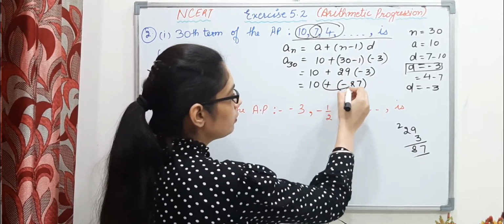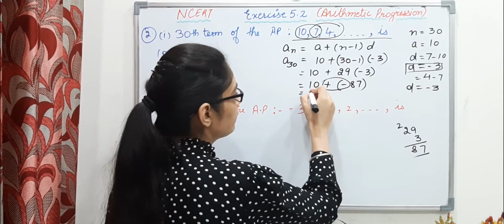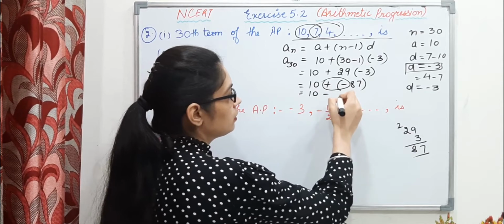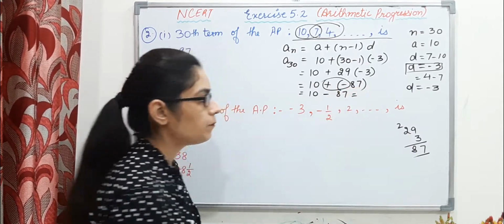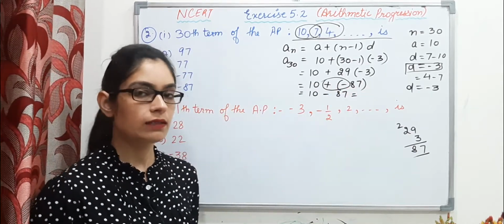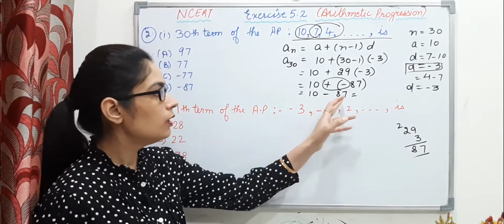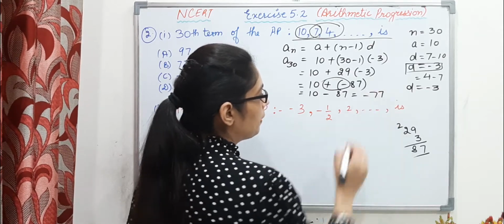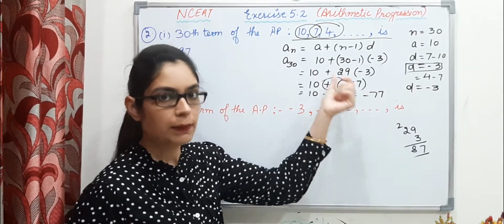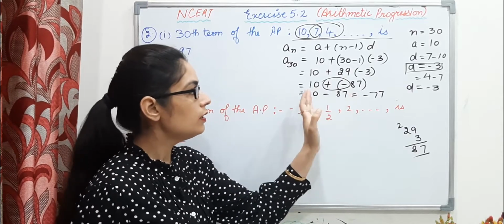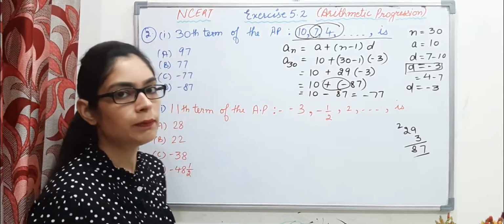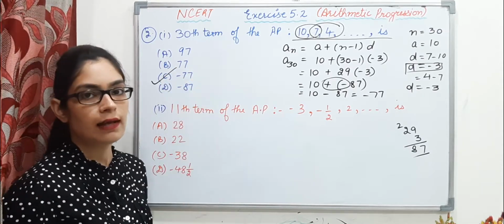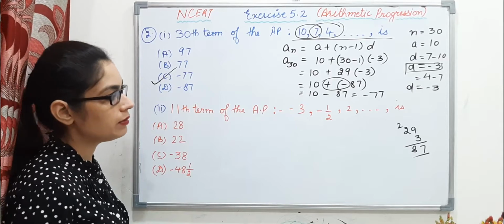These two signs together, we have to change into a single sign, plus minus is minus. 10 minus 87, again plus minus minus, the sign which is with the greater number. So 87 minus 10 is 77 with a minus sign, because 87 is the greater number and with 87 the minus sign is there. So 10 minus 87 is equal to minus 77. So if I see, option C is the answer. Option C is equal to minus 77.